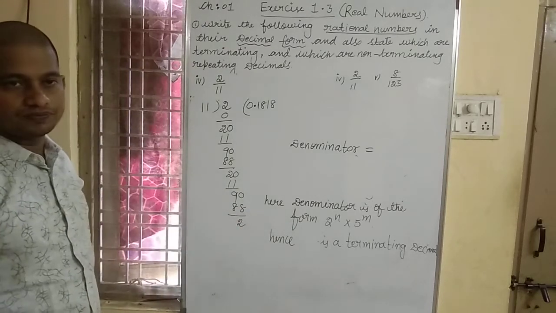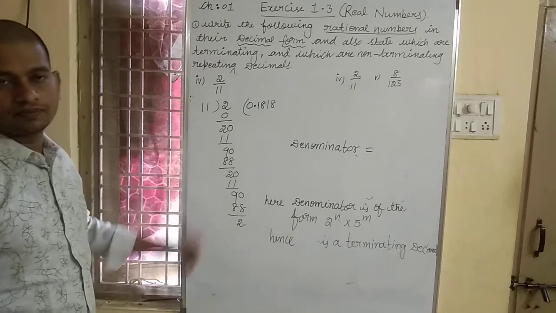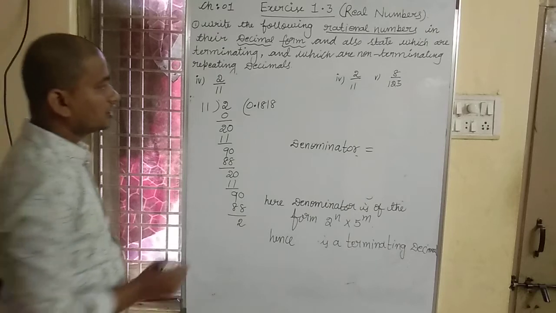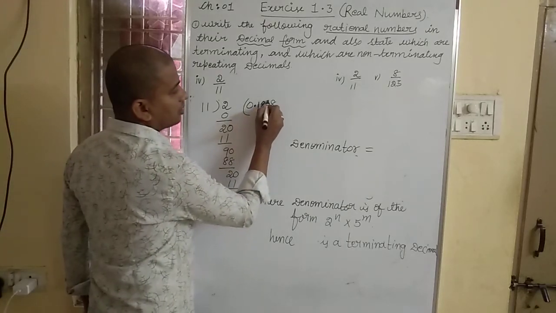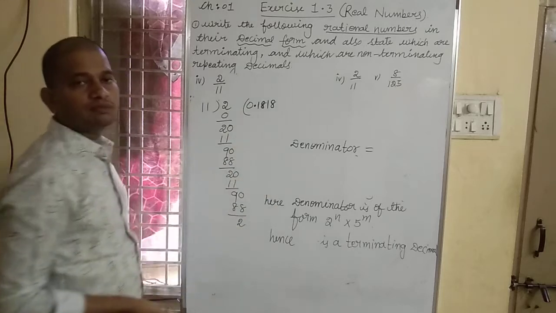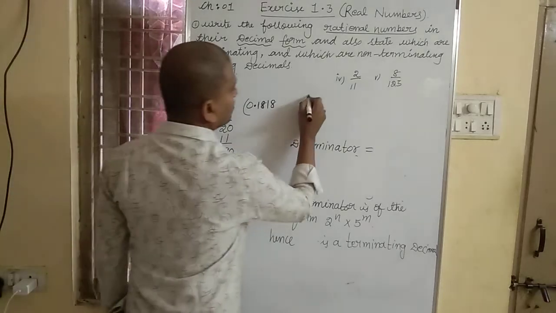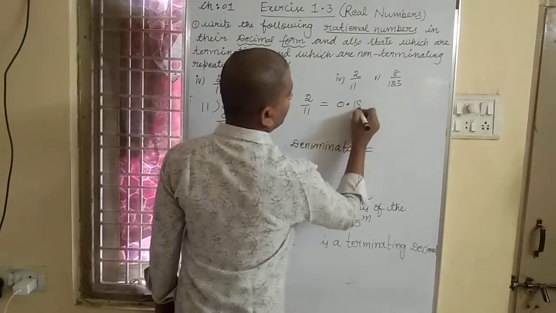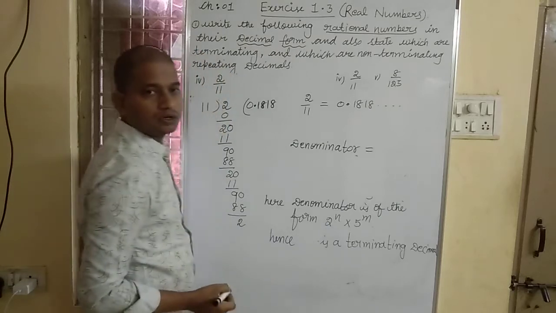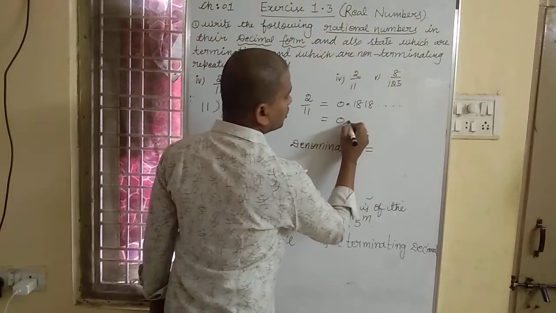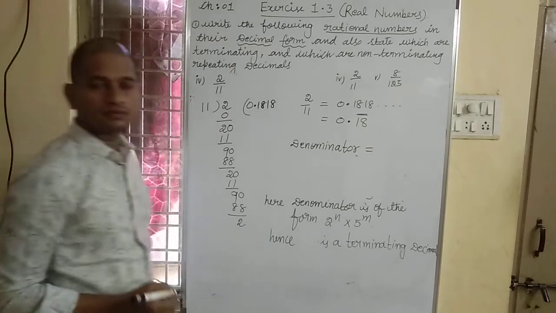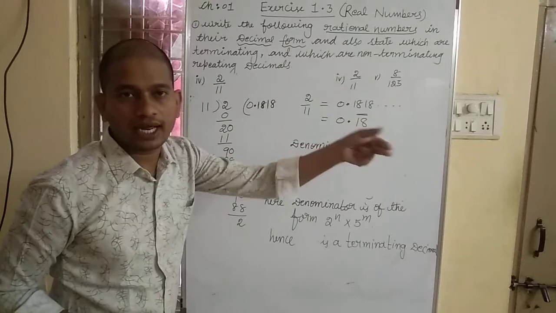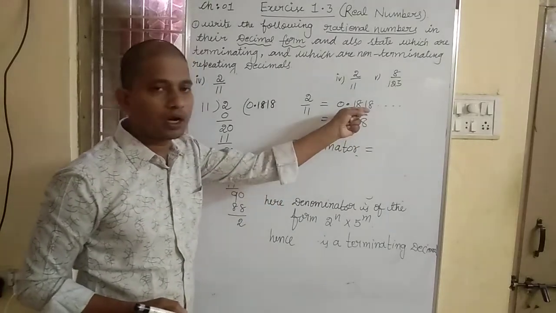You can observe here this is repeating, we are not getting remainder 0. Here the digits 1 and 8 are repeating several times. So what is the decimal form of 2 by 11? Decimal form of 2 by 11 is 0.1818 and so on. So I can write this as 0.18 bar, because two digits, 1 and 8, are repeating several times. So I can write 18 bar.